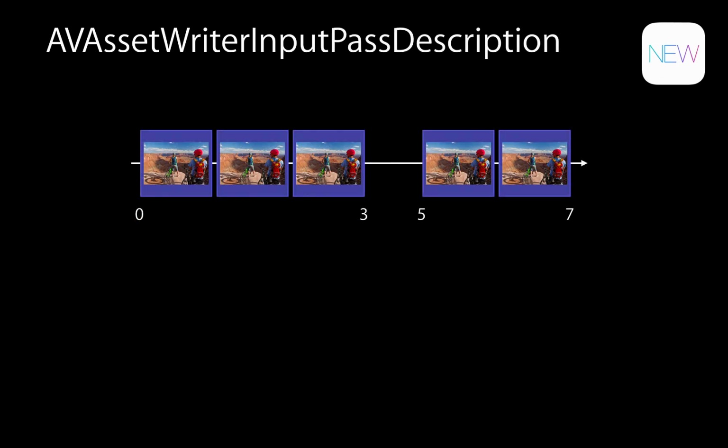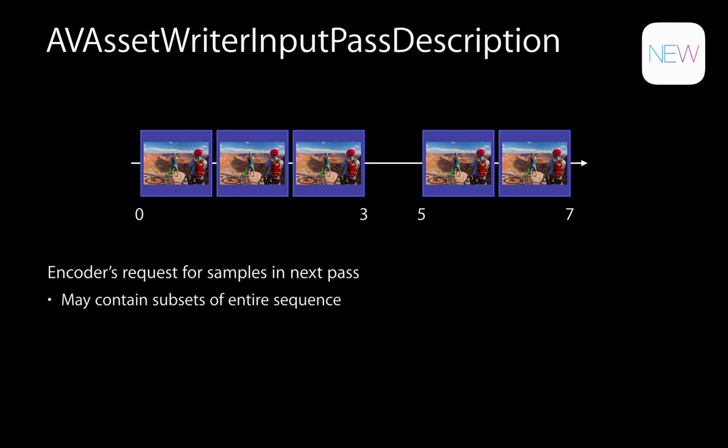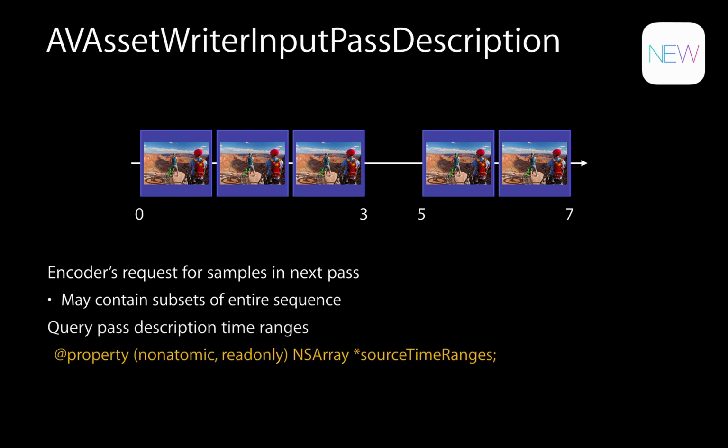Well, that's through an AV Asset Writer input pass description. In this case, we have time from 0 to 3, but not the sample at time 3, and samples from 5 to 7, but not the sample at time 7. A pass description is the encoder's request for media in the next pass, and it may contain the entire sequence or subsets of the sequence. On a pass description, you can query the time ranges that the encoder has requested by calling source time ranges.